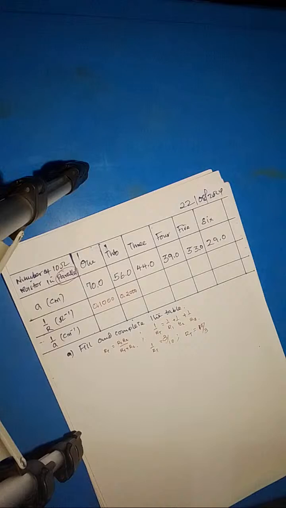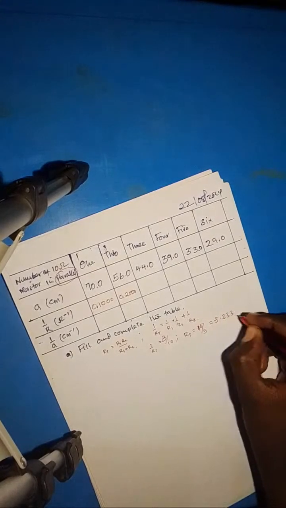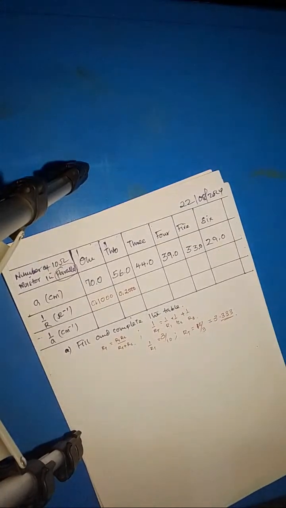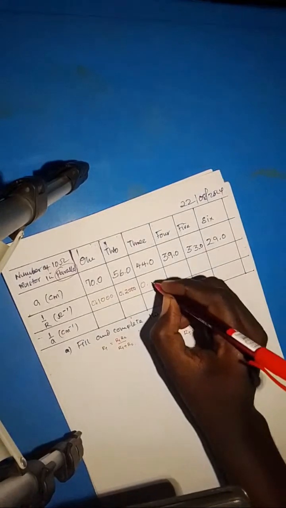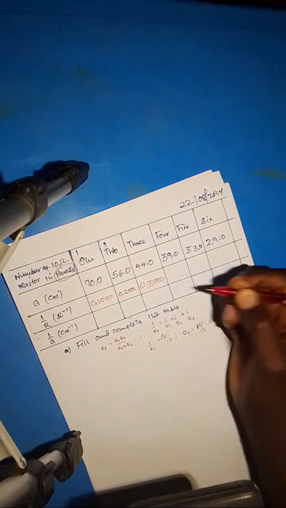You get 3.333. And if it is 3.333, now I pick my calculator, I put 3.333 inverse. And in this case, I'll arrive at 0.3000.